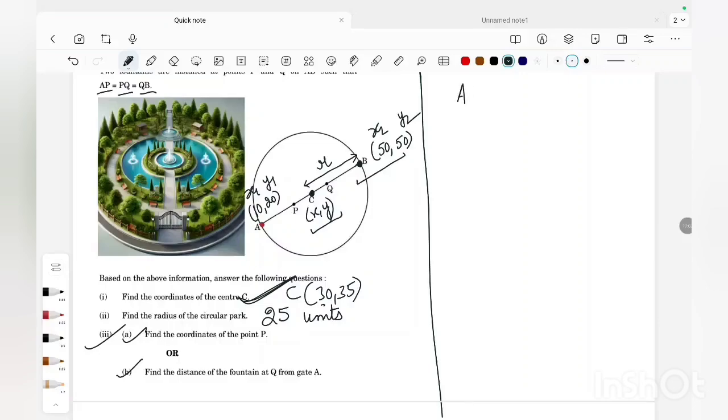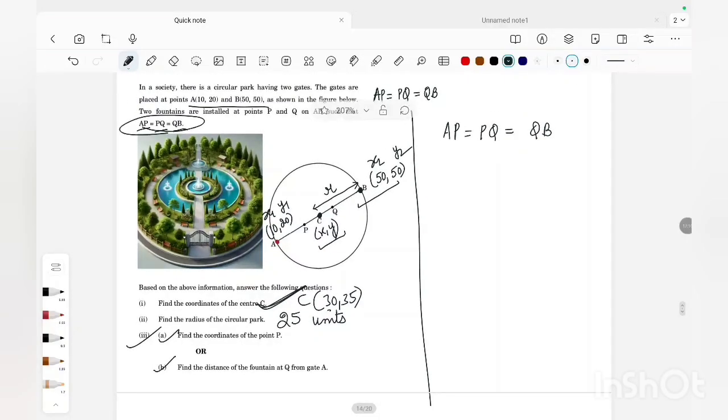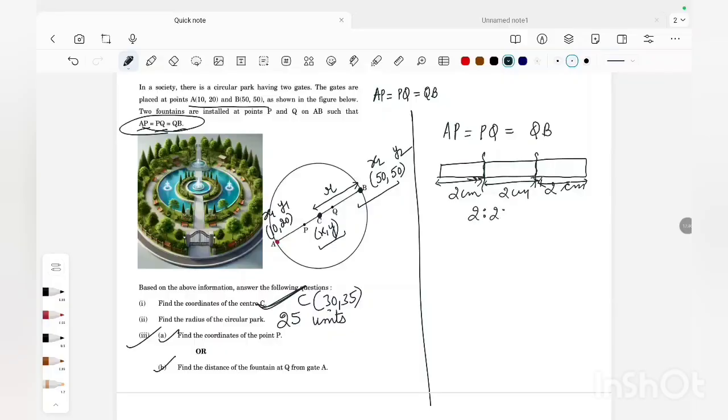You know that AP equals PQ equals QB. The clue is given to you. This is AP, this is PQ, this is QB. Okay, 3 equal parts. Suppose this is 2 centimeter, this is 2 centimeter, this is 2 centimeter. When we calculate the ratio, 2 is to 2 is to 2 means 1 is to 1 is to 1. This is point A. Forget about the point C. This is point P, this is point Q, this is B.